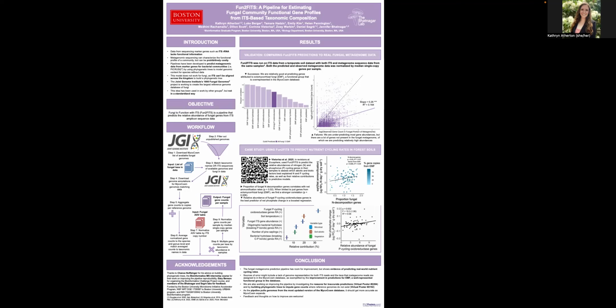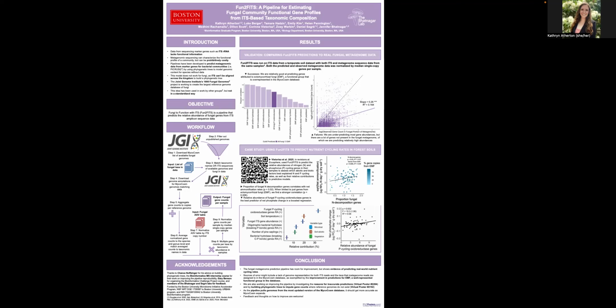Second, we found that the relative abundance of fungal phosphorus cycling oxidoreductase genes was the best predictor of net phosphate change in a boosted regression model. As shown in the variable importance plot, this predictor had the largest contribution, over 30%, to model accuracy, even above environmental variables like soil temperature. The corresponding scatter plot shows a strong positive correlation between phosphorus cycling gene abundance and net phosphate change, with a p-value of 0.002. These case study results suggest that even though Fun2FITS is an imperfect tool, it's already capturing meaningful biological signals, especially when focusing on well-represented groups like EMF.